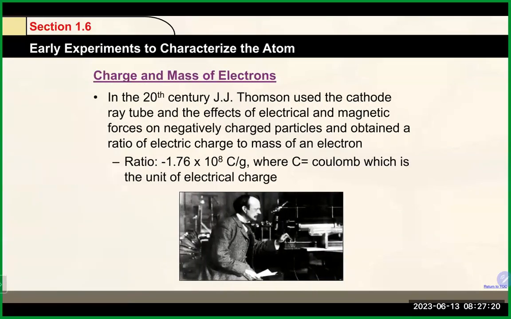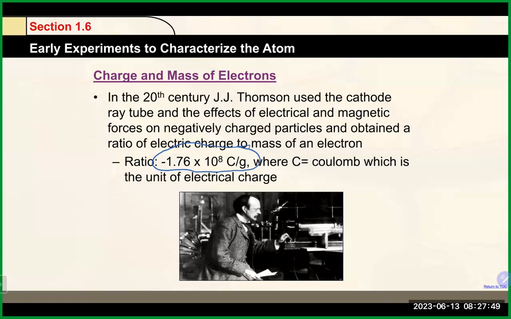So that charge to mass of an electron was found by Thomson. There he is staring at his CRT tube. It was found to be negative 1.76 times 10 to the 8 coulombs per gram. Coulombs is a unit of electrical charge. So that is the charge to mass of an electron, and this was a good step in understanding electrons and their behavior.